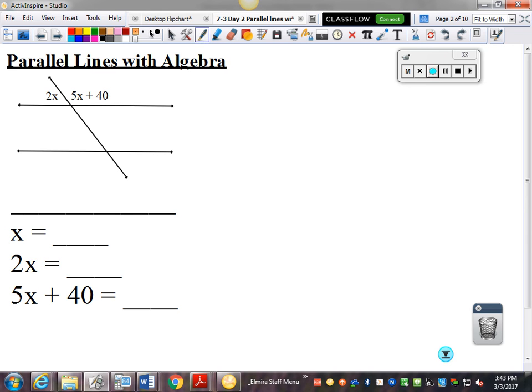So if I am looking at 2x, okay, I say to myself, well, that's acute. And if I'm looking at 5x plus 40, well, that's obtuse. They are different. So in class, I had you color code those with different colors to make it stand out that those are different angles. They are not the same. And that helps me when I go to set this up. So 2x and 5x plus 40 are my angles. And then because they are different, that's what tells me they are supplementary.